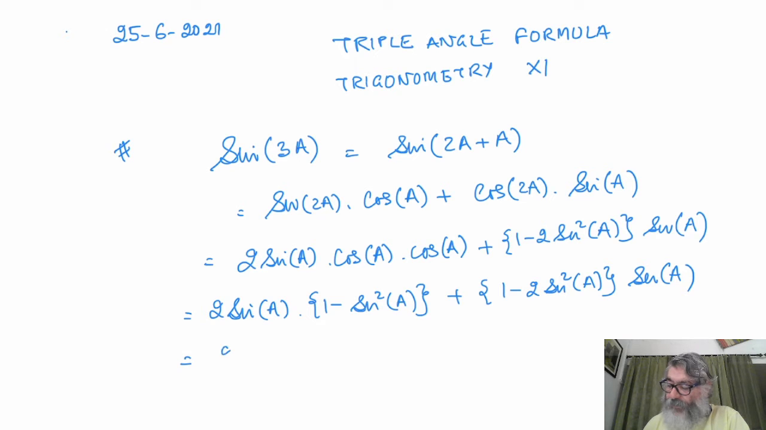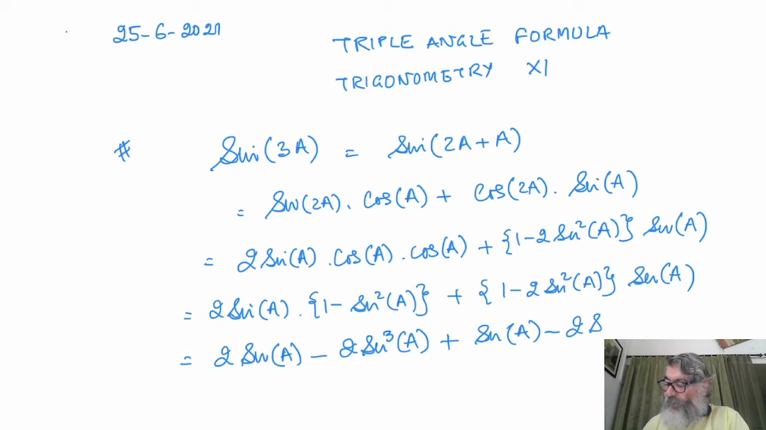So now let us multiply and open up everything. 2 sine a into 1 is 2 sine a. 2 sine a into sine square a will be 2 sine cube a, plus sine a minus 2 sine cube a. We opened all the brackets, and whatever was outside we multiplied. Now let us combine like terms. 2 sine a plus sine a will become 3 sine a. And minus 2 sine cube a and minus 2 sine cube a, both have negative sign and both are same, so they will be added with negative sign, 4 sine cube a.